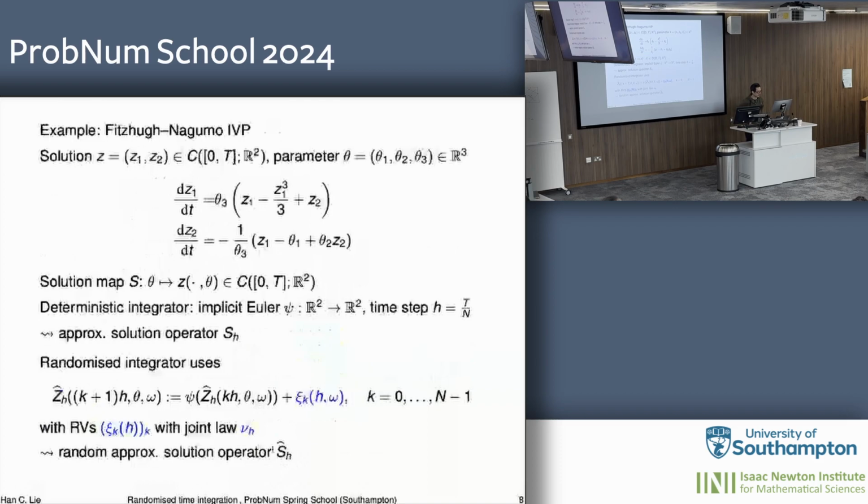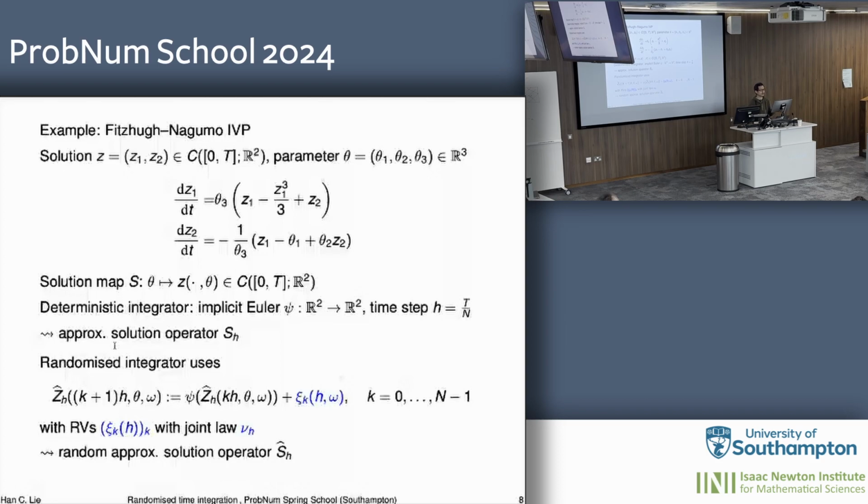So here's an example of a Fitzhugh-Nagumo initial value problem. It's a two-dimensional ODE, and it depends on 3 parameters, theta 1, theta 2, theta 3, in the ODE system that you see here. The solution map takes this parameter vector theta and spits out a trajectory from [0,T] to R^2. Let's choose as a deterministic integrator implicit Euler, because it's nice and stable. And this results in an approximate solution operator S_h.